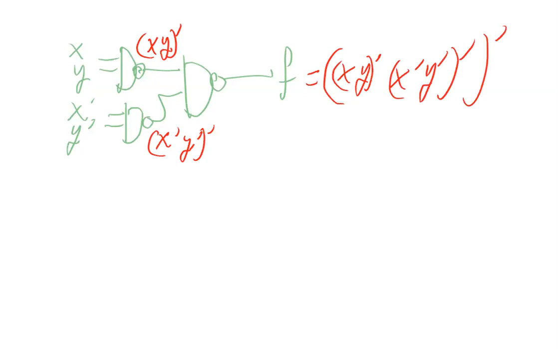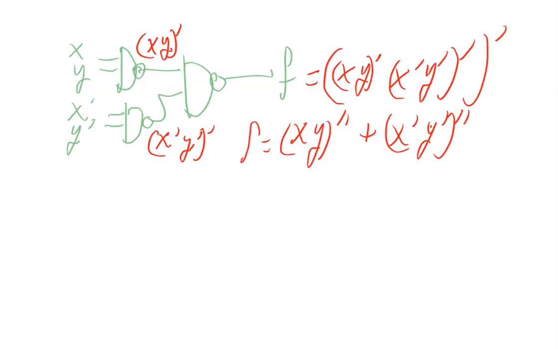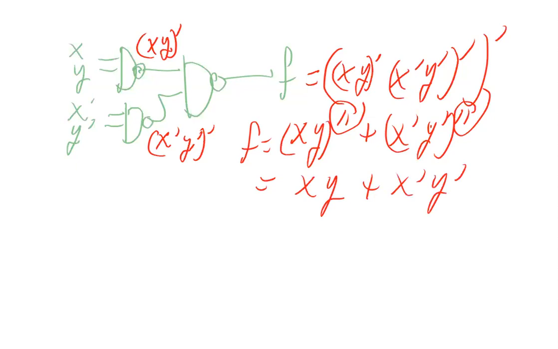Now, using De Morgan's theorem, I can write that (xy)' plus (x'y')' must be equal to f. And the prime primes cancel each other out because two wrongs made a right, and two rights made an airplane. So now we can write xy plus x'y', and that's equal to f.